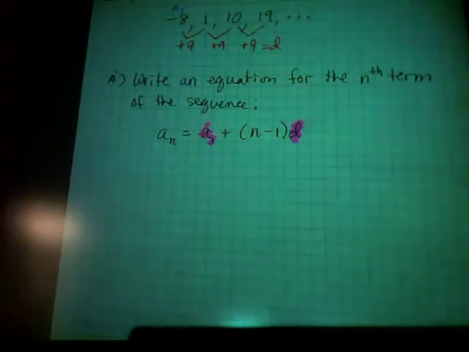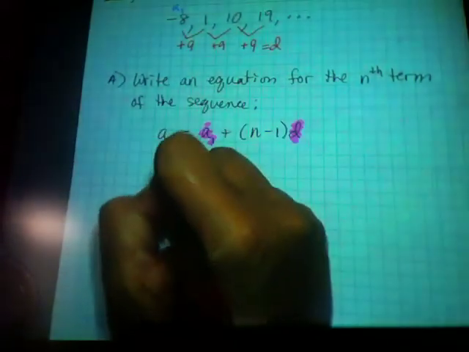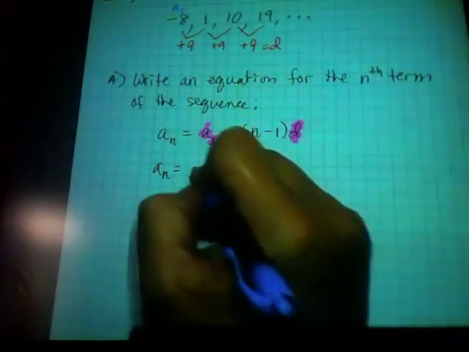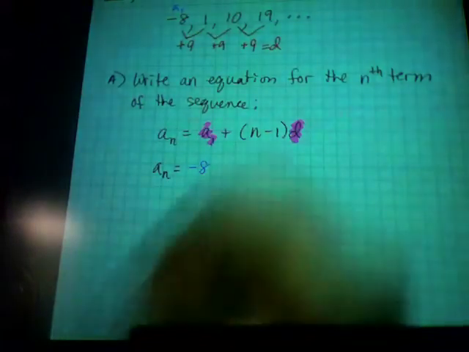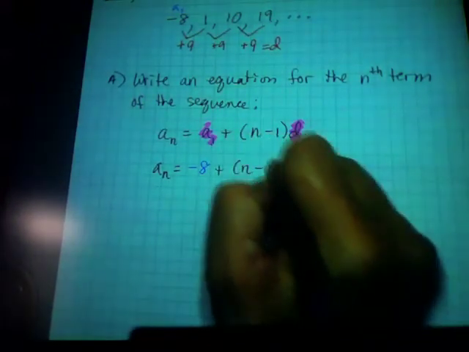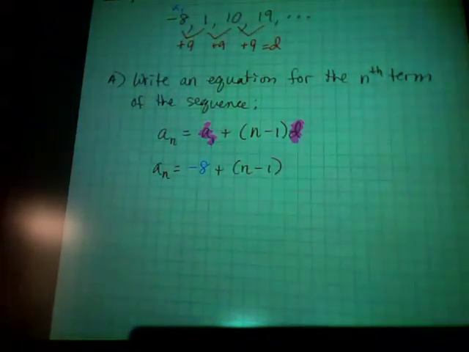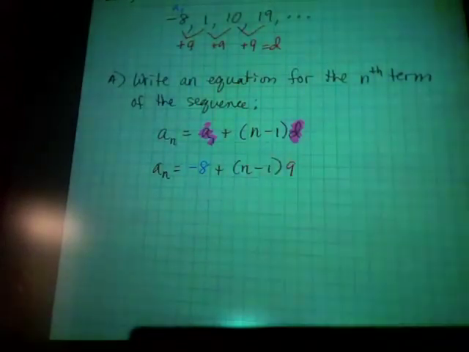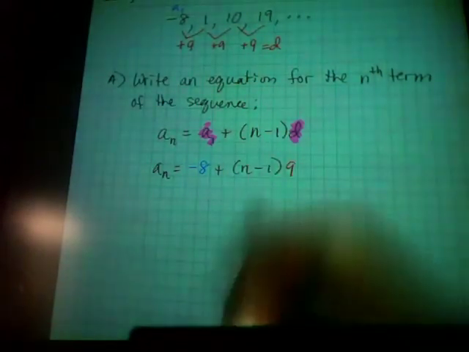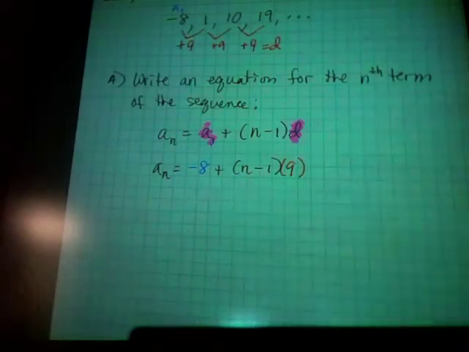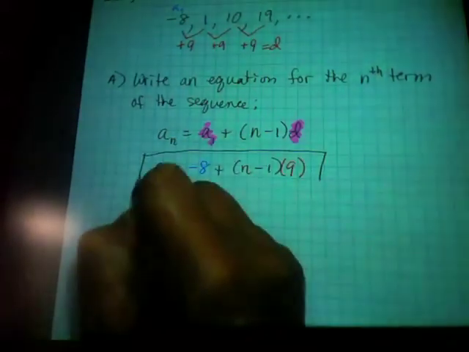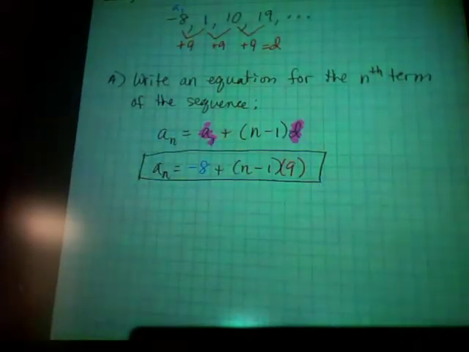That's it. So we're going to put in a sub n is equal to negative 8 plus, I don't replace my n because I don't know what it is, times, and because this one's positive, you can just put a 9 here. If you want to put it in parentheses because you want to get in that habit in case it's negative, then go ahead. But this is what I'm looking for. This is the equation for the nth term of that sequence.